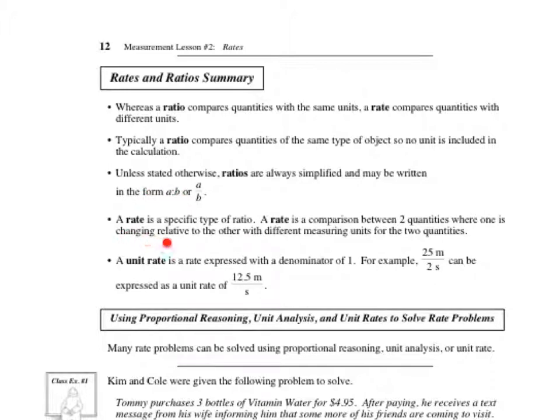A rate is a specific type of ratio. A rate is a comparison between two quantities where one is changing relative to the other, with different measuring units for the two quantities. Again, that's the price of gas per liter, or your rate of pay, your hourly wage, things like that. A unit rate is a rate expressed with a denominator of 1. For example, 25 meters over 2 seconds can be expressed as a unit rate of 12.5 meters per second. So that would be kilometers per hour, or if you reduce it down, meters per second.